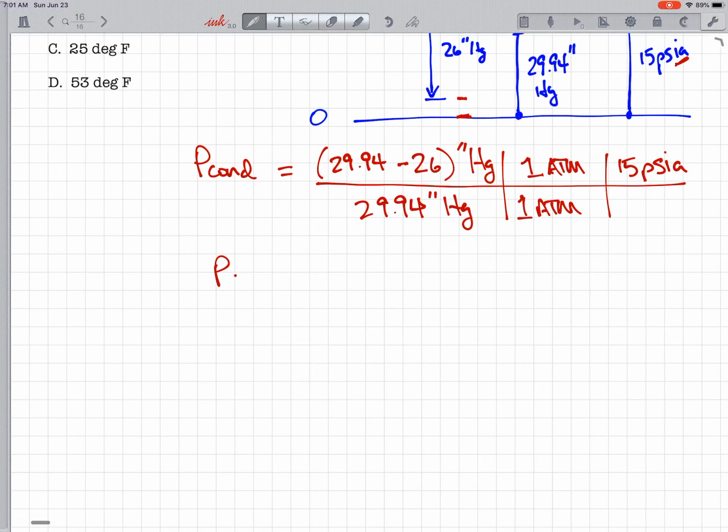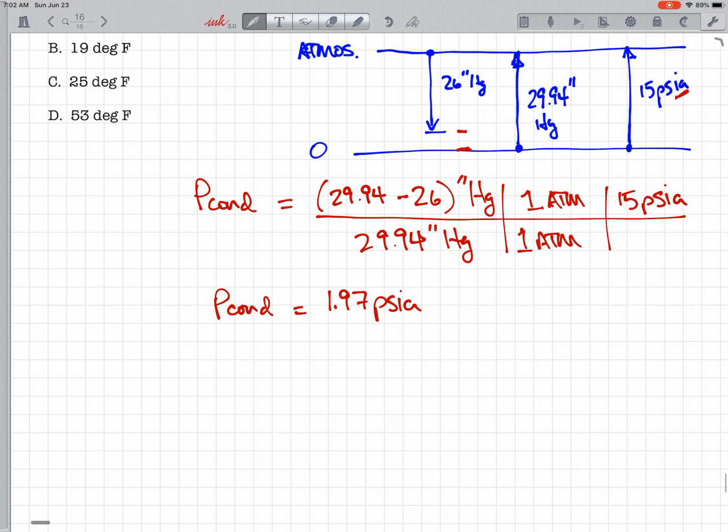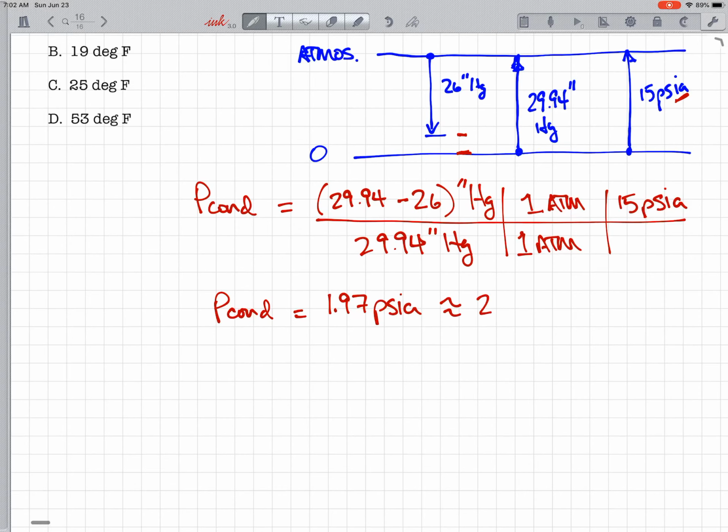So P condenser is going to equal, and I'll calculate this real quick, 29.94 minus 26 times 15 divided by 29.94. I get 1.97 psia. Now it's not always okay to round up, but in this case I'm going to say it's pretty close.